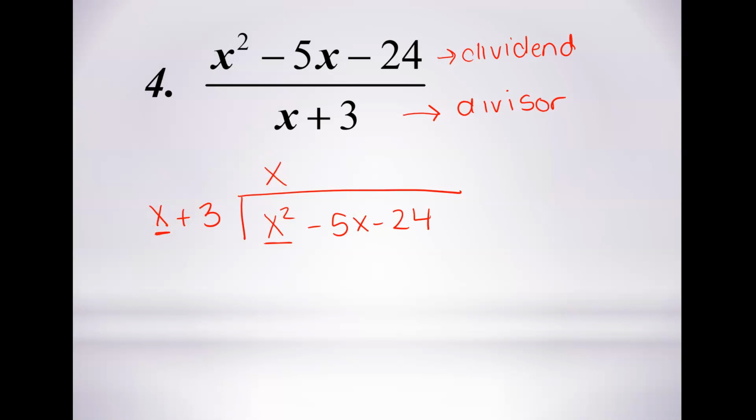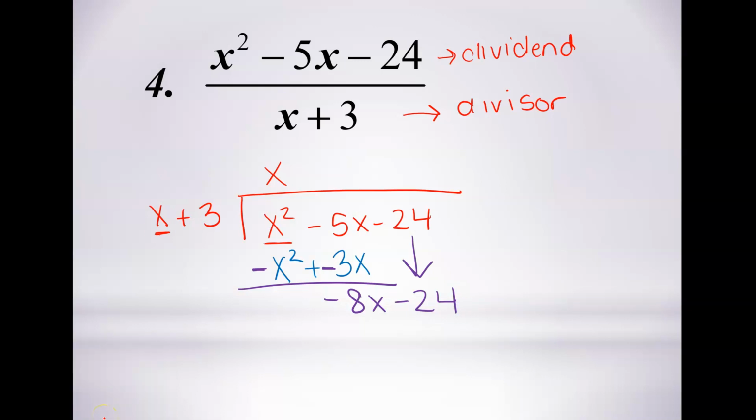We're going to take that x up top, and we are going to now multiply it just like we did before to get an answer down here. So x times x is x squared. x times 3 is 3x. And then what we do is we subtract that answer from the original. So x squared minus x squared is 0. Negative 5x minus 3x is negative 8x. And then just like in long division from before, we're going to bring down the next term.